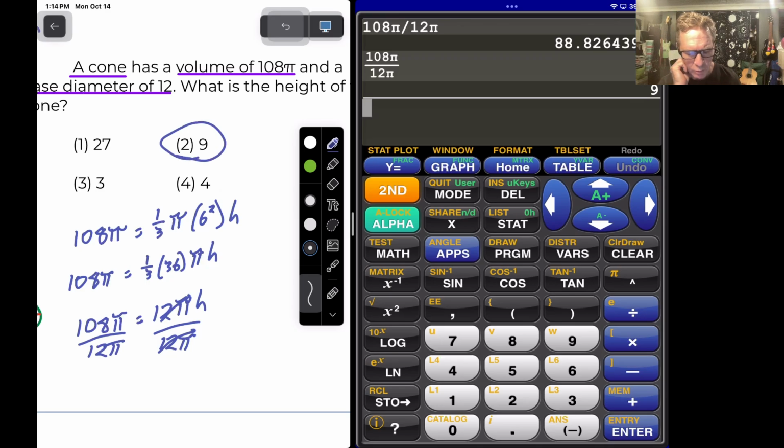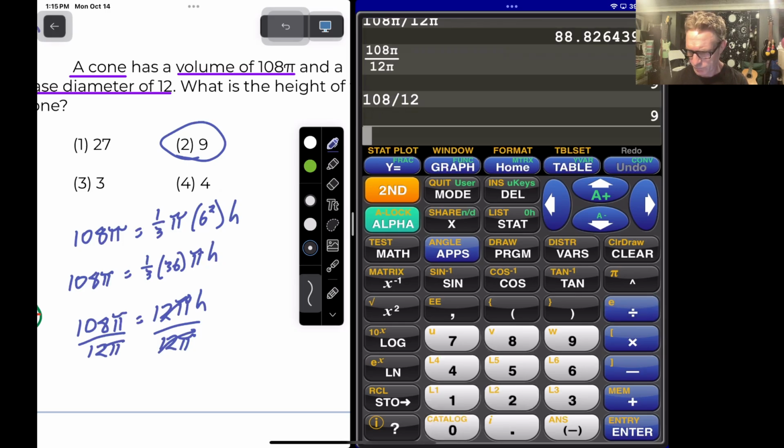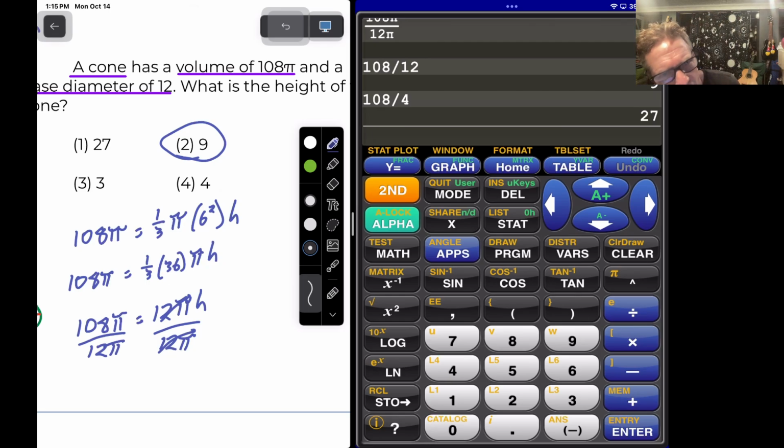The solution is 9. Where did these other answer choices come from? Well, I guarantee you this one is if you forgot about the 1/3. The 4, I think, is if you just plugged in 12 for the 6 squared, because 108 divided by 12 is, I believe, 4. No, that's 9. Oh, yeah, if you just said 1/3 of 12, so 108 divided by 4 is 27. So that's where that comes from. I'm not sure where the 4 is coming from.